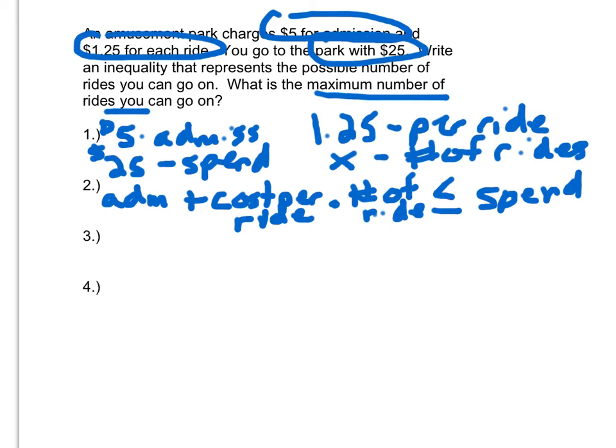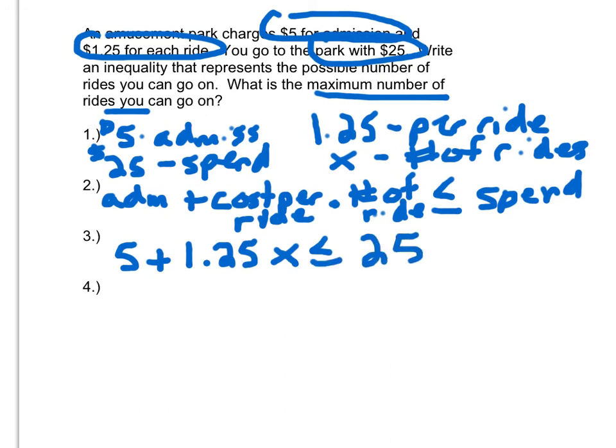Well, let's fill in with our labels now. Our admission was $5, plus the cost of each ride was $1.25, times the number of rides was x. That's got to be less than or equal to the amount we have to spend.